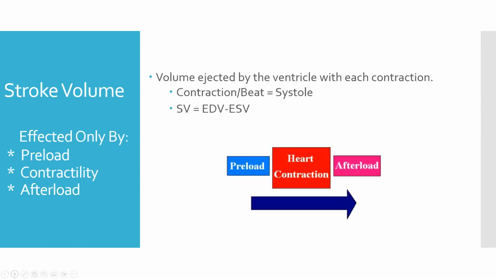Stroke volume is affected only by preload, contractility, and afterload. Just kind of the basics on the side. It's the volume ejected by the ventricle with each contraction, which is systole. Stroke volume equals end diastolic volume less end systolic volume. And then we just show preload, heart contraction, afterload, kind of like the sequence.